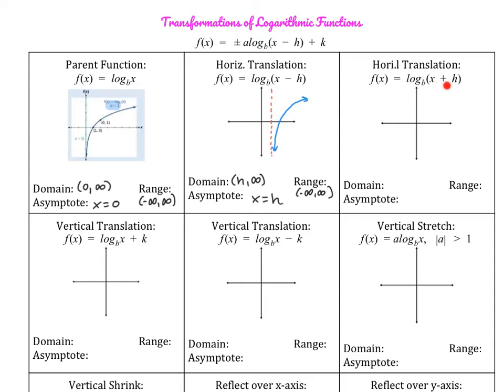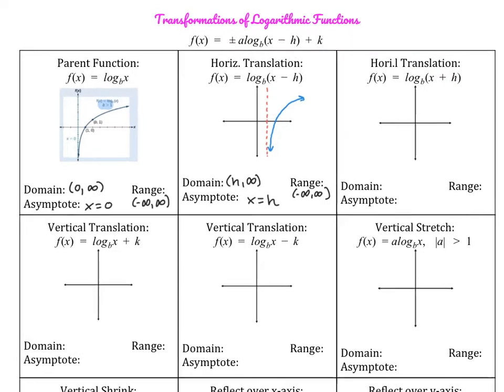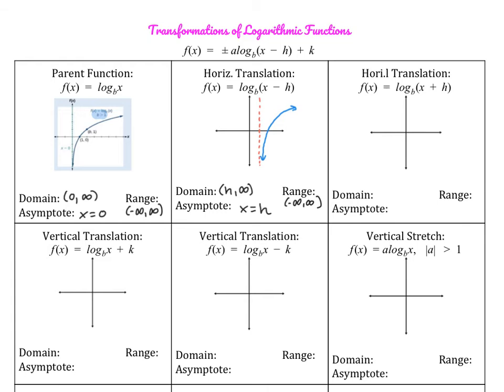So likewise, if we add to x, it's still a horizontal translation, but this time it shifts our graph to the left, h units. So again, however many units h is, it will also shift our asymptote that same amount. So here our asymptote will actually be at x equals negative h. So whatever this value is, our domain would be from negative h to positive infinity, and our range again is still all real numbers. I'm just going to start writing like this to save space.